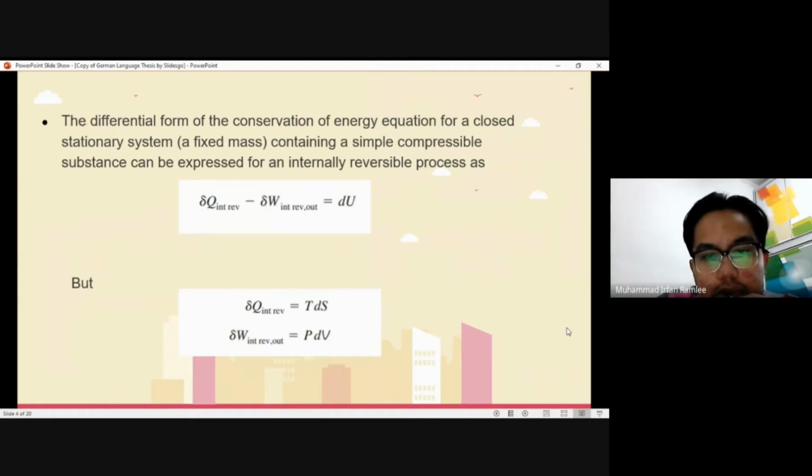The differential form of the conservation of energy equation for a closed stationary system with fixed mass containing a simple compressible substance can be expressed for an internally reversible process. As you can see, the equation is delta Q internal reversible minus delta W internal reversible out equal to dU. But delta Q internal reversible equals T dS, and delta W internal reversible out equals P dV. This is not V, this is dV.